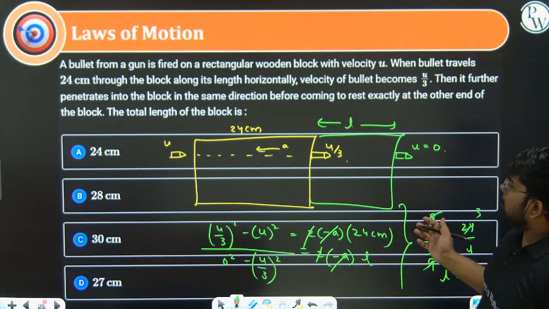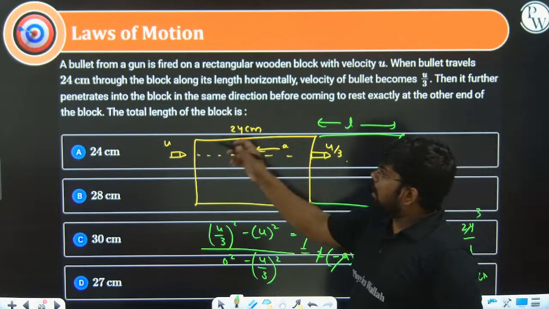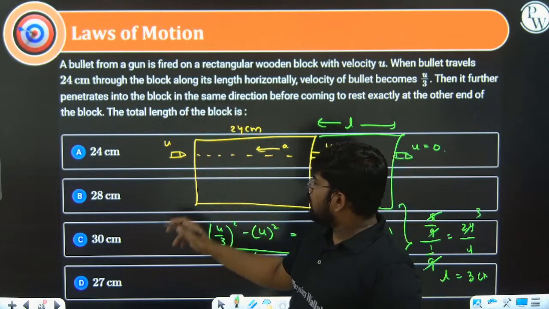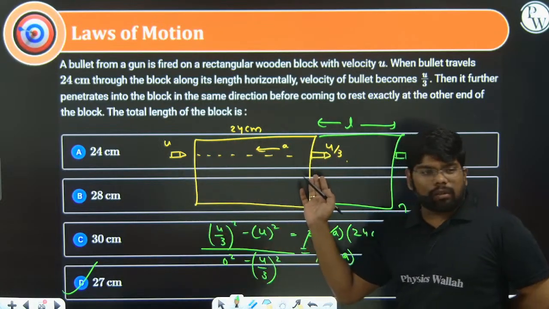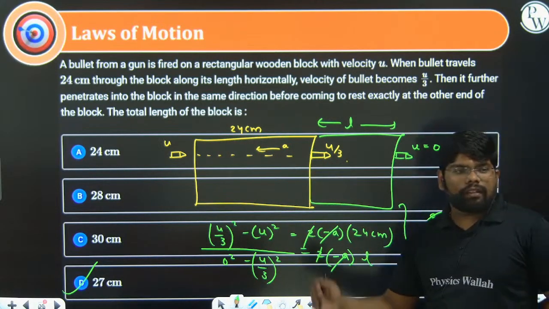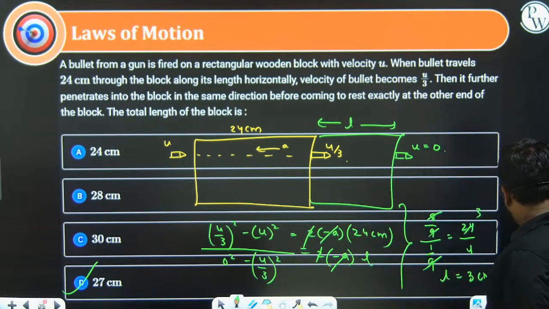So the total length of the block is what they're asking. The total already is 24, and then 24 plus 3, 27 will be coming out. So we have to add for the total length of the block. So 3 centimeters extra will be coming out. Okay, so this is it.